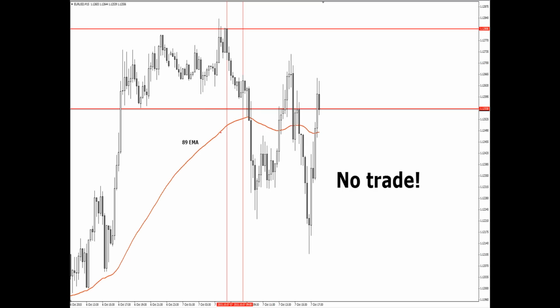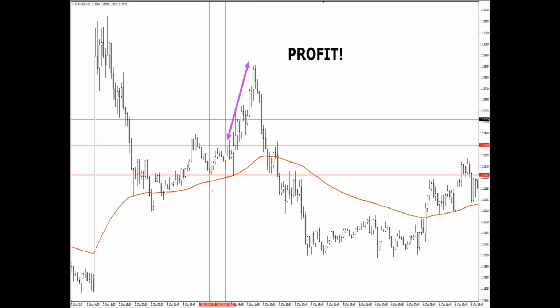Okay, 4 GMT on the Admiral Markets platform is 7 AM, and 6 GMT is 9, because it's GMT plus 3. We mark the lines, we see where the 89 EMA is. According to the rules, we should take buy entries because this level was not broken. There was no buy entry, so no trade here. Profit, guys. Next slide.